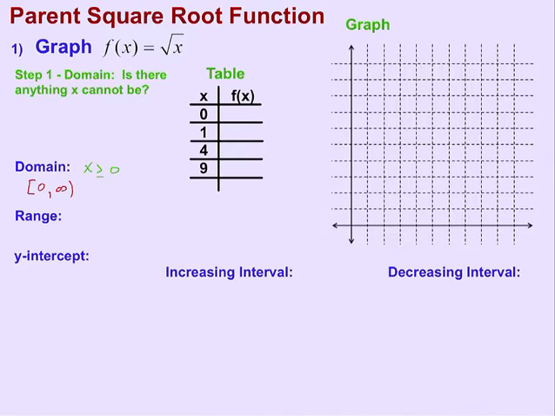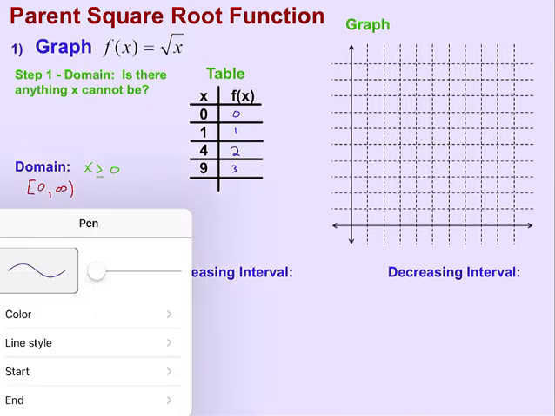So let's take the square roots of numbers that turn out to be nice and pretty. Like the square root of 0 is 0. The square root of 1. The square root of 4. The square root of 9. And so those are all our y values. And you can imagine that's just going to keep growing. The square root of 16, the square root of 25. That'll just keep going forever.